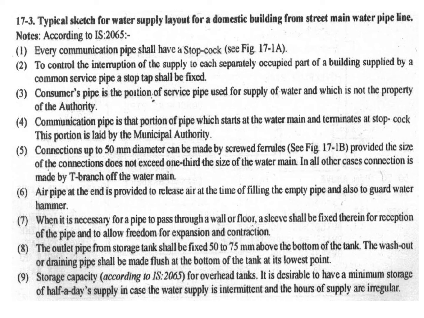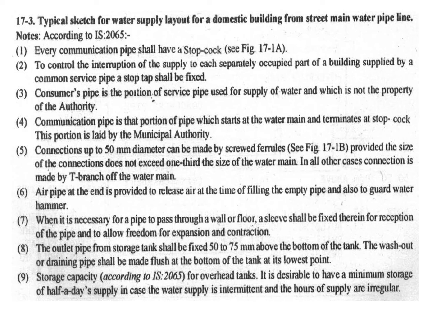Connection up to 50 mm diameter can be made by using screw ferrules. It will be shown in the next slide how the ferrule looks, and its size depends upon the size of the pipe for which we are making connections. An air pipe can be provided at the end to release the air at the time of filling of empty pipes, also to guard against water hammer. And when it is necessary for pipes to pass through a wall or floor, sleeves shall be provided for passing of pipes and to allow freedom of expansion and contraction.